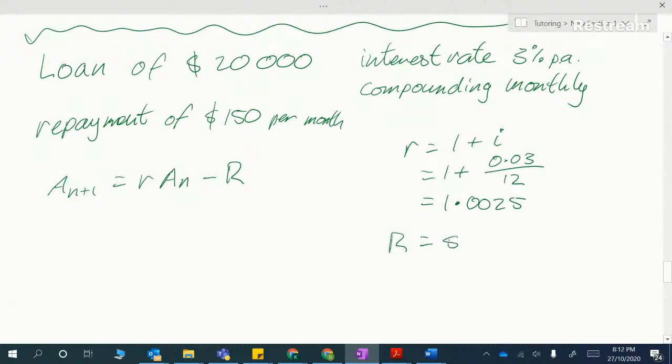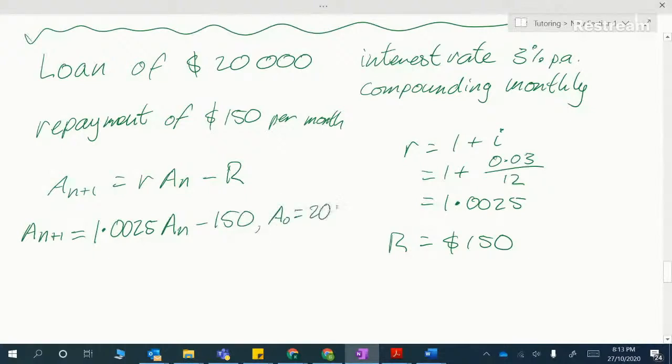And then capital R is our repayment of $150. So we would write this as the next term, a n plus 1, is the next term. All right. Common ratio times the current term, take away our regular repayment, with a starting value of 20,000. Okay, that's how you would write a recurrence relation.